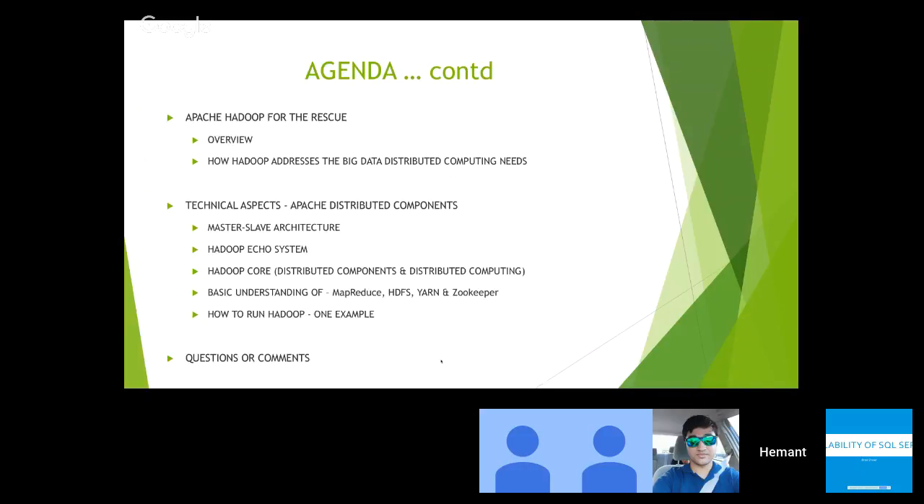And then we'll see how Apache Hadoop answers those big data needs for distributed computing and distributed systems. And then, like I said, I did my research on how those different components in Apache add to distributed computing, and which different components come into play. So that's what I'm going to cover in this presentation.